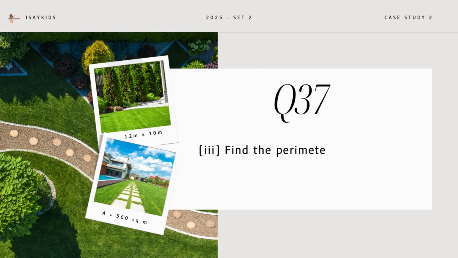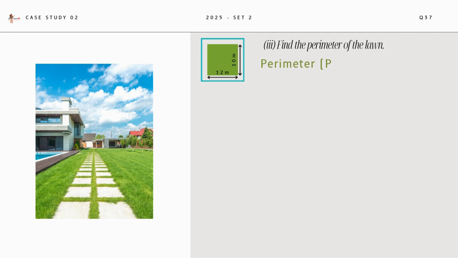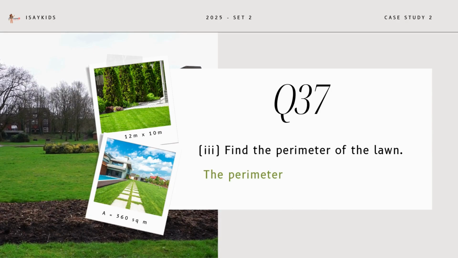Find the perimeter of the lawn. Now, perimeter is given by 2 times length plus breadth. Substituting the values, we get perimeter as 44 meters.